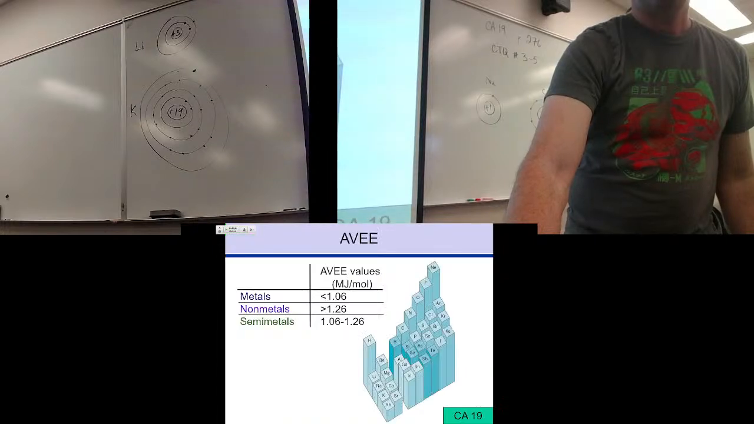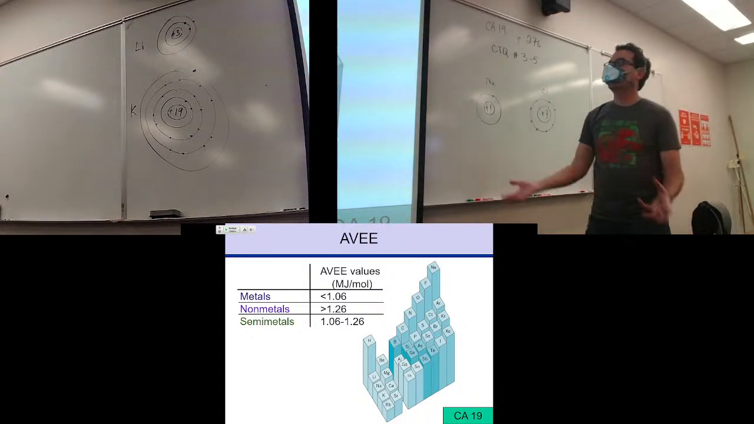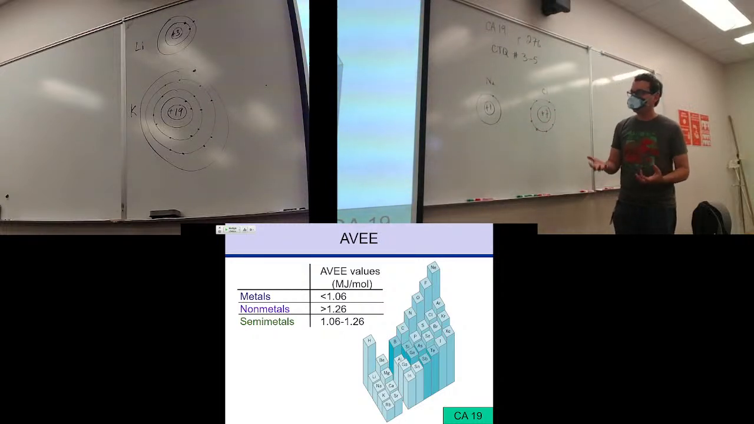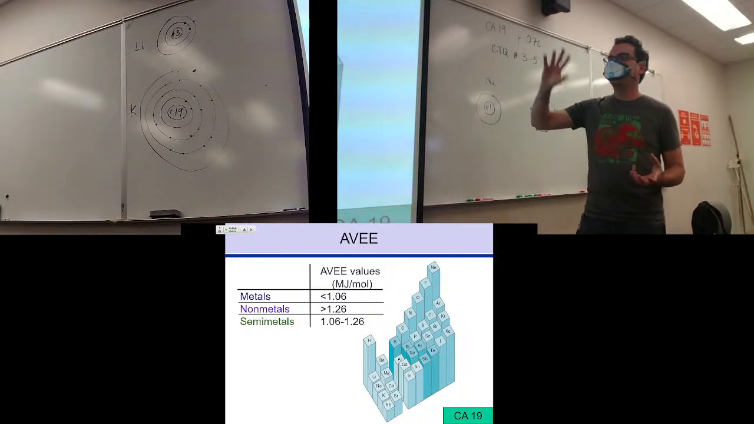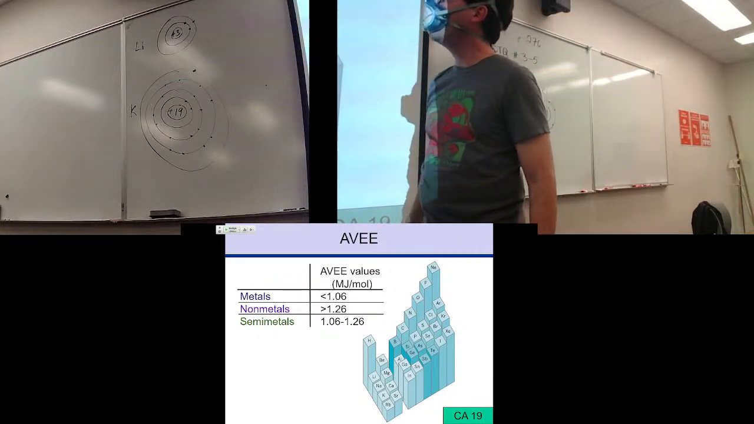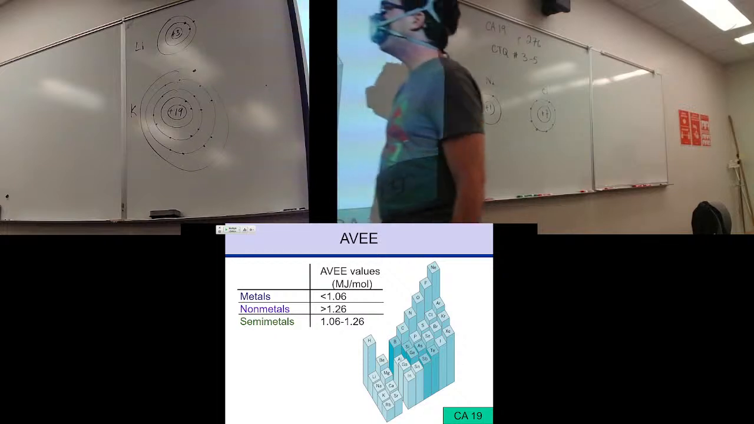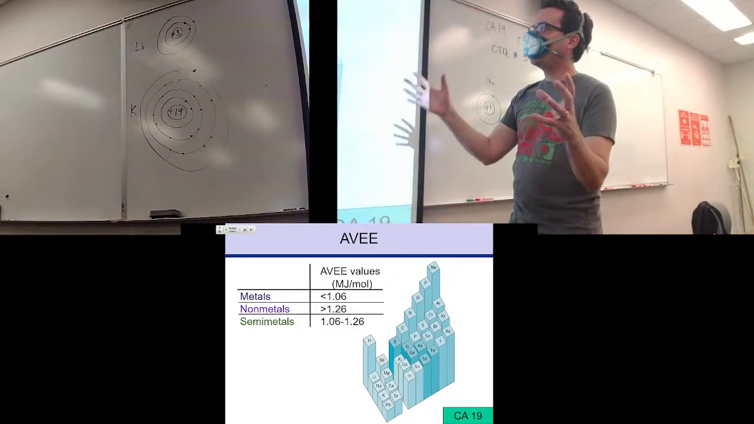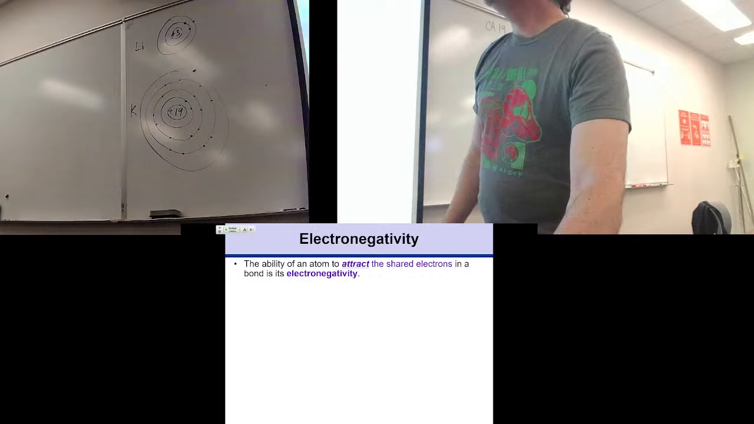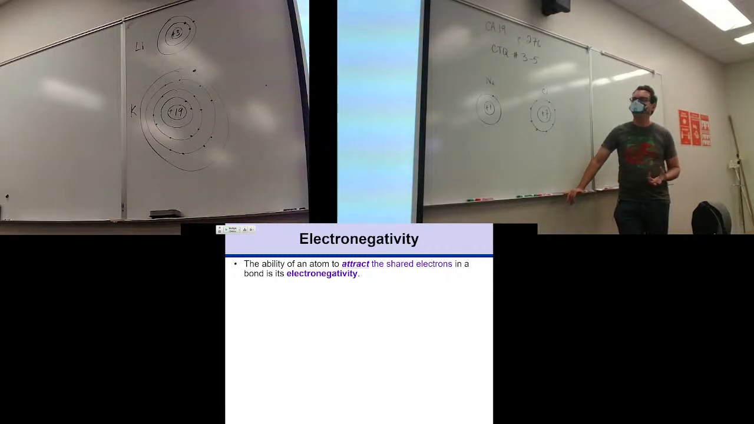So, I guess here's the reason we're studying this. We can use AVEE. It's a useful number to solve for. We can compare all of the elements of the periodic table, and we can see that metals tend to have an AVEE that is less than 1.06. Don't memorize that number. Don't worry about it. Non-metals tend to have AVEEs greater than 1.26, and some metals are somewhere in the middle. That's why they have both metallic and non-metallic properties. But greater than that is this tie to a concept called electronegativity.